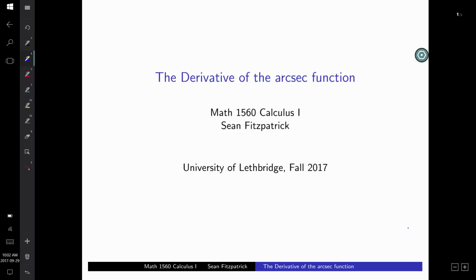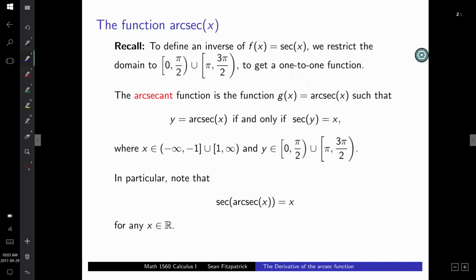Okay, this will be our last video for Chapter 2 on derivatives for Math 1560, Calculus 1 at U of L for fall 2017. And in this video, we're going to look at the derivative of the inverse secant function. Now, the inverse secant function is a little bit trickier than the other inverse trig functions. We looked at sine, we looked at tan.